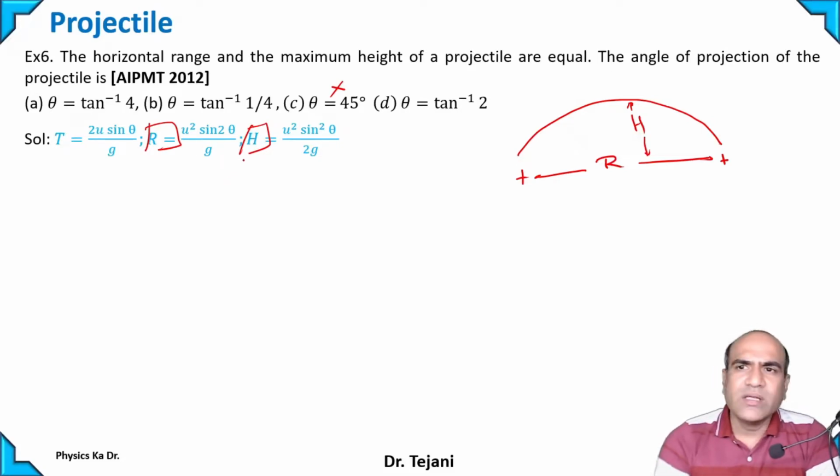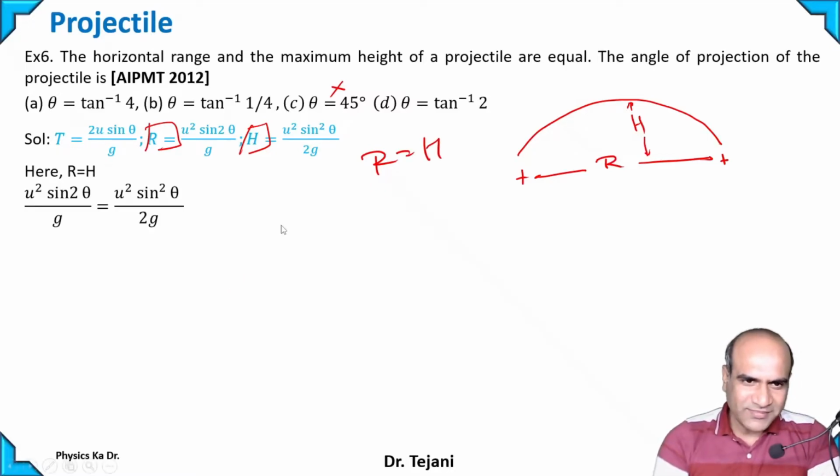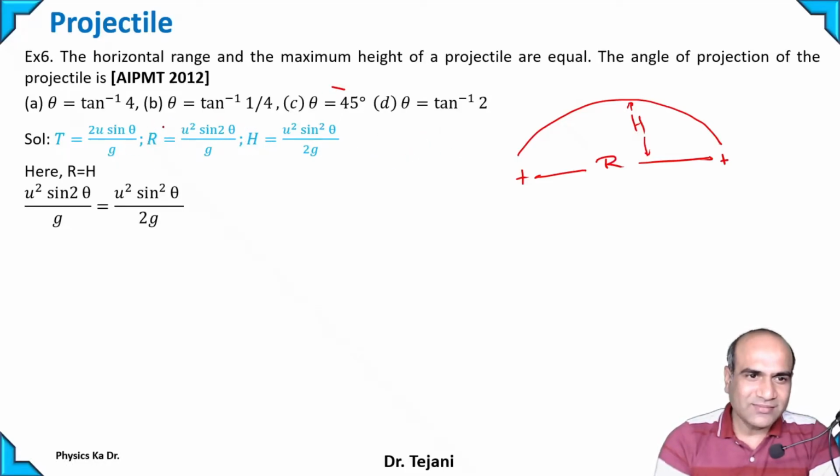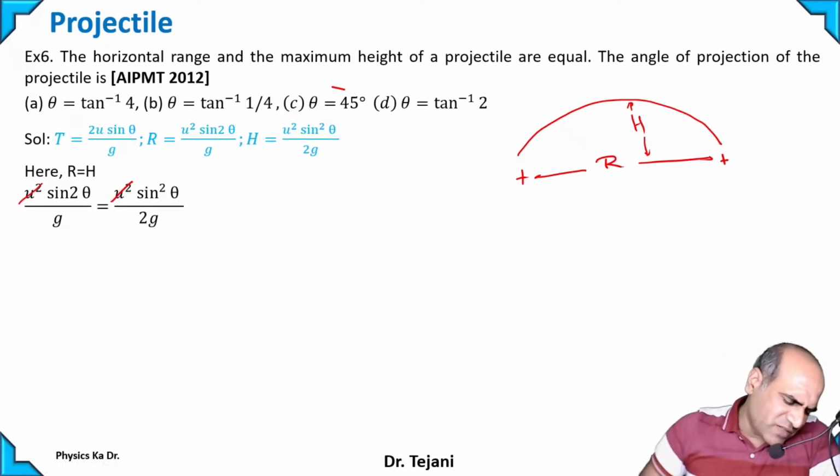Can we put both equal? Yes, it is given. R is equal to H is given, so we can put H is equal to R. So what next? Can we cancel out this, because it is given that the initial speed is the same, since it is the same object?